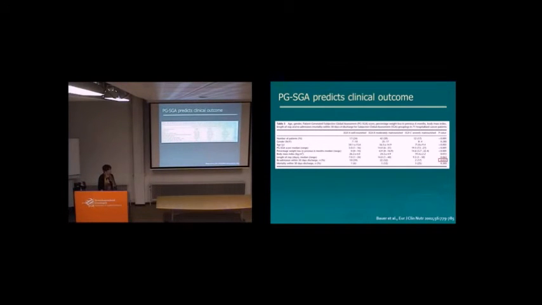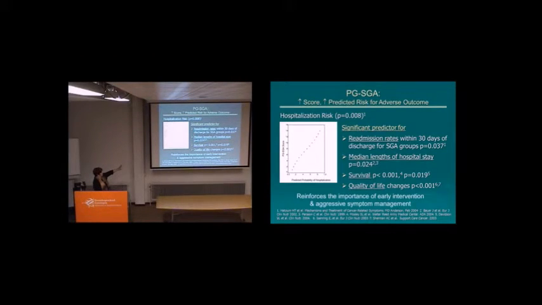The PG-SGA is actually able to predict clinical outcome. This was, again, by Judy Bauer and her group in Australia. It actually was able to predict what the readmission rate within 30 days was. In the United States, if you have a diagnosis, you're readmitted in 30 days with the same diagnosis, the hospital doesn't get paid. So this is the kind of thing, because obviously they let them out too early, or they didn't do a good job of taking care of it. So that was back in 2002.